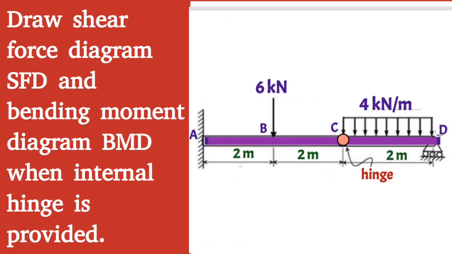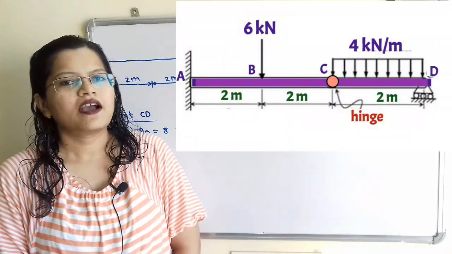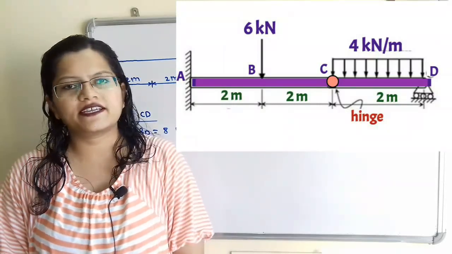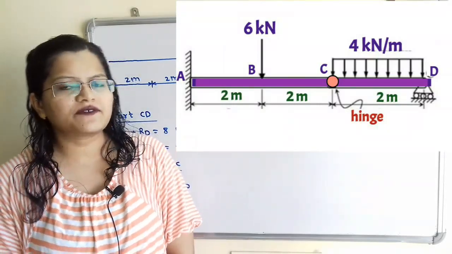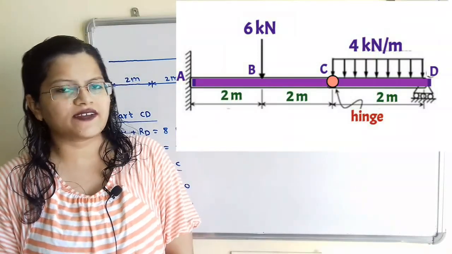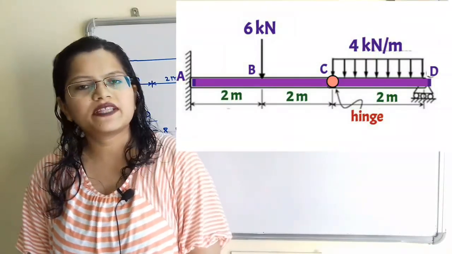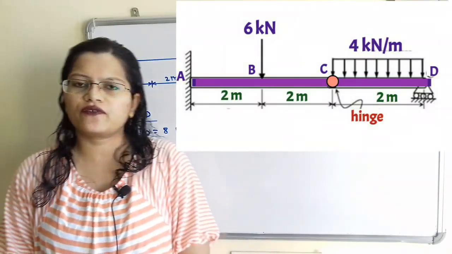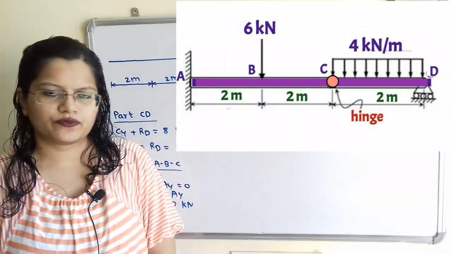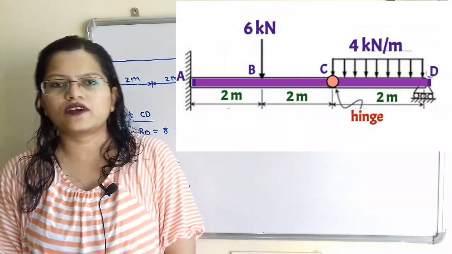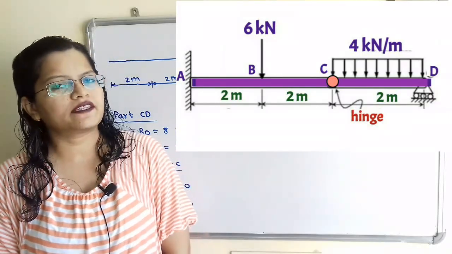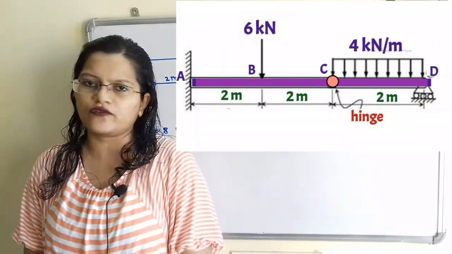Given the question, draw the shear force diagram and bending moment diagram when an internal hinge is provided. When a hinge is provided in the system, it transfers axial forces as well as lateral forces. But the bending moment at the point of hinge is equal to 0. When drawing the free body diagram, we have to separate the given system at the point of hinge.